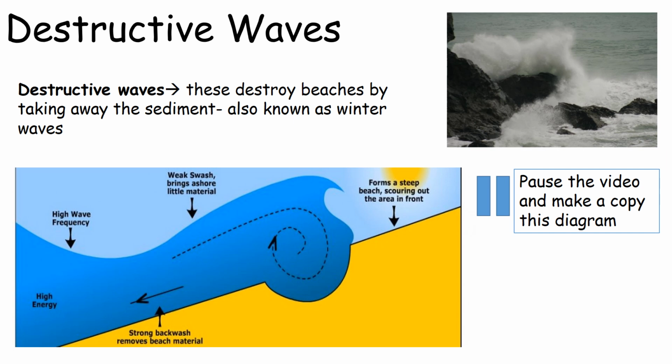They are often steep and high waves that are close together and crash down onto the beach. If you were counting them, they would be coming in very quickly, up to 15 every minute. Another name for them is plunging waves, and they are ideal for surfing. If you pause the video here, make a copy of this diagram. Don't forget to add your labels.